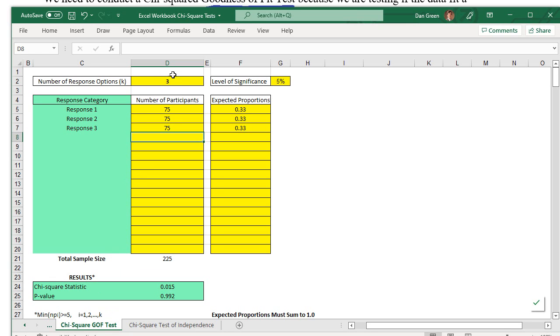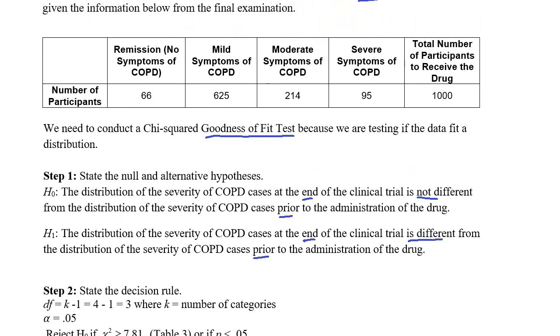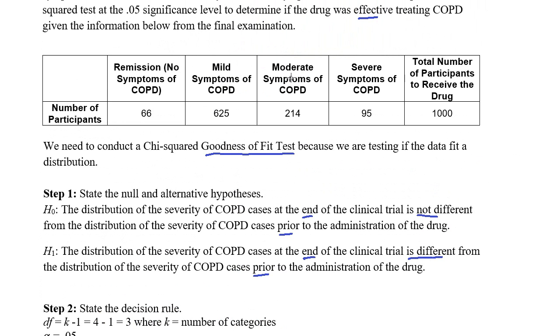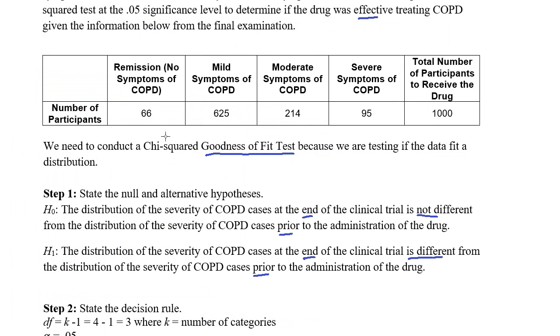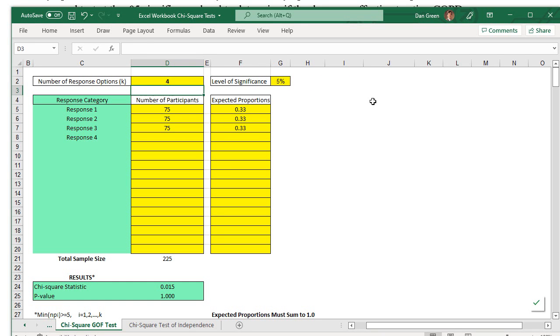So number of response options, they call that K. That's your number of categories here, which in our case was 4. 1, 2, 3, 4. So that's going to be a 4, enter. And then the number of participants that are in each group, so that's going to be your observed values. So that's the values in the table: 66, 625, 214, and 95.